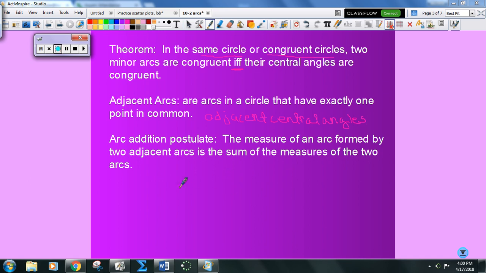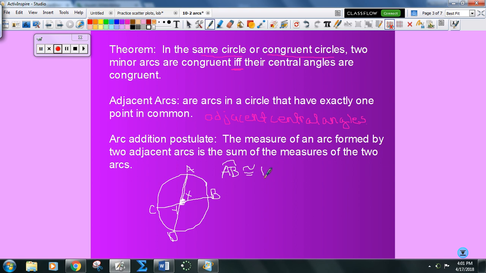So here's what we're talking about. 2 different things here. Let's switch to white. So if I have a circle, and I have this diameter and this diameter, so that these are central angles, we know that angle X and angle Y are congruent because they're vertical angles. And since angle X and angle Y are congruent because they're vertical angles, and those are the central angles of arc AB and arc DC, I can say that arc AB is congruent to arc DC.